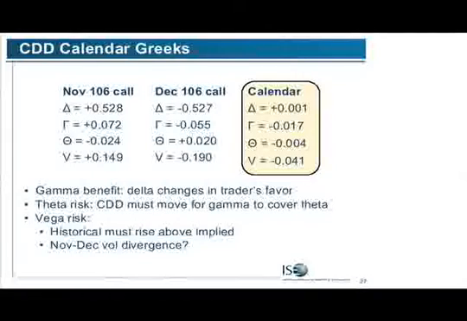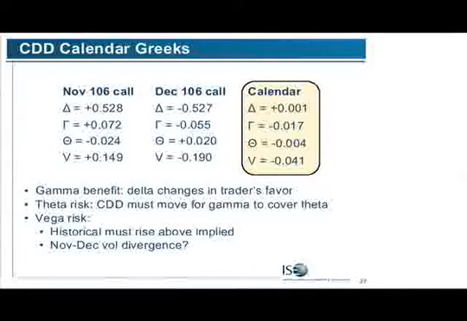But then I look below that at theta, and I see that I have negative theta, which means that as each day passes, I lose a little bit. You can look at that as what I'm paying for the benefit of having positive gamma.